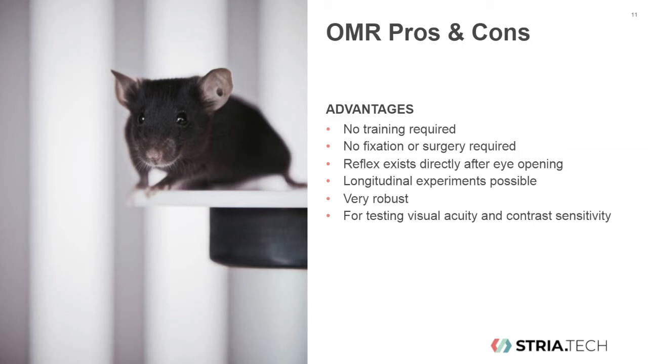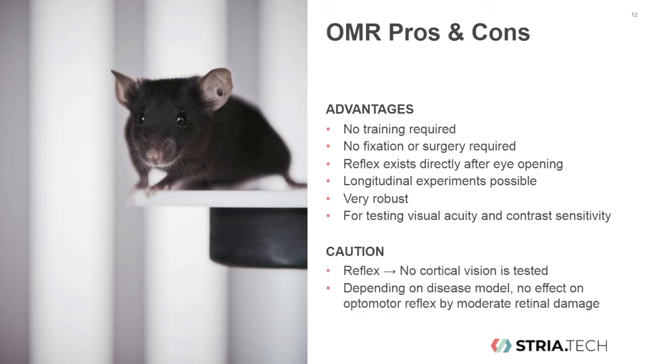Two words of caution, though. Because it is a reflex, it does not measure conscious vision. It is a subcortical reflex. And second, because it is so robust, moderate decline of vision might not be reflected in a decline of the optomotor performance. This depends very much on the disease model. We will have one case study later where we can see that local injuries of the retina do not alter the optomotor reflex.